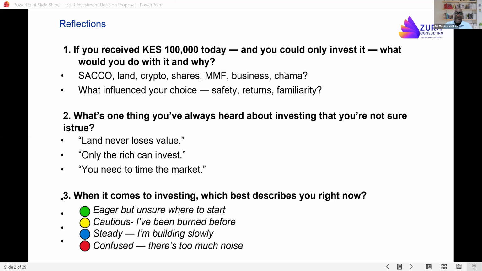I like that one. Land never loses value. Only the rich can invest. Land never loses value. I like that. Thank you very much. And then the last question.